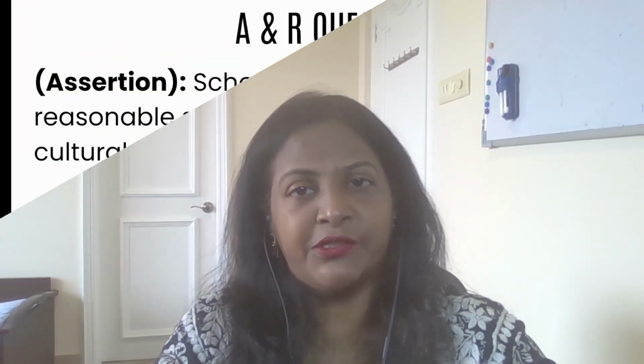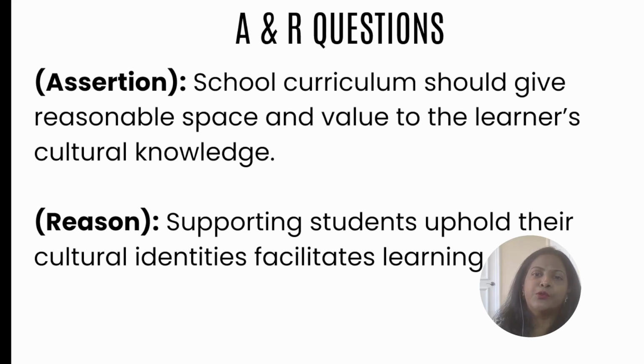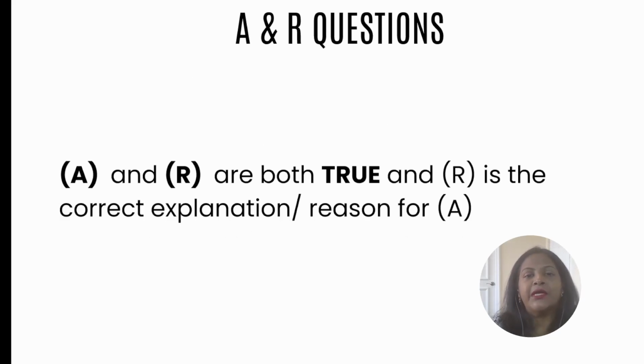So let's look at a few questions. In the first question, the assertion says school curriculum should give reasonable space and value to the learner's cultural knowledge. Now we know that this is true, because the school curriculum should give value and space to the learner's cultural knowledge, their background. The reason they give is that supporting students to uphold their cultural identities facilitates learning. Now, this is also true. We know that if you can uphold where they come from, their background, their language, then it will facilitate how they learn. So, in this case, both A and R are true, and R is the correct explanation for A.